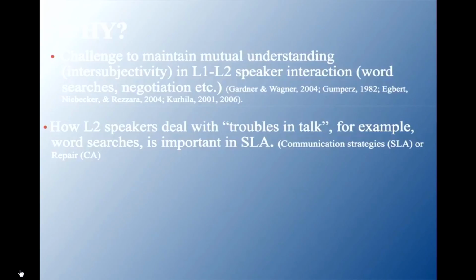And how L2 speakers and their L1 interlocutors deal with troubles in talk, like word searches, has long been a topic of interest in SLA under the study of communication strategies. Now, with a conversation analysis approach, word searches have often been looked at as a subcategory of repair.